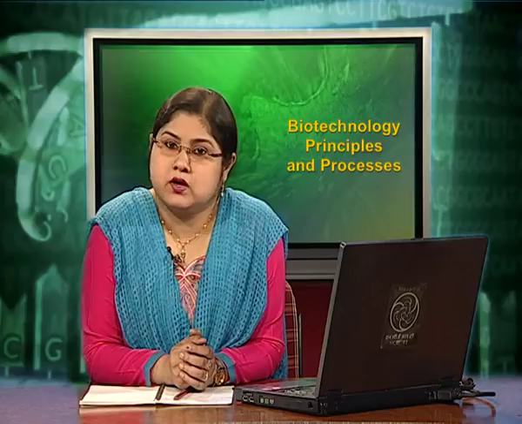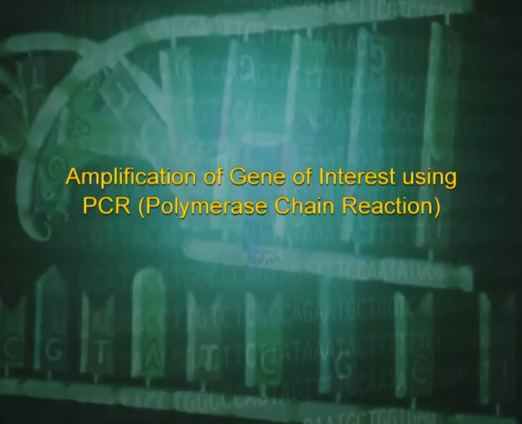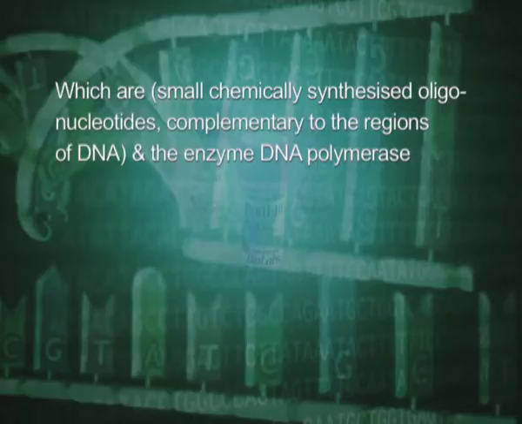The next process in the order is the amplification of gene of interest using PCR. Here PCR stands for polymerase chain reaction. In this reaction, multiple copies of the gene or DNA of interest is synthesized in vitro using two sets of primers, which are small chemically synthesized oligonucleotides complementary to the regions of DNA, and the enzyme DNA polymerase. The enzyme extends the primers using the nucleotides provided in the reaction and the genomic DNA as template.